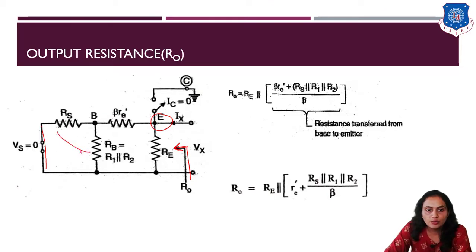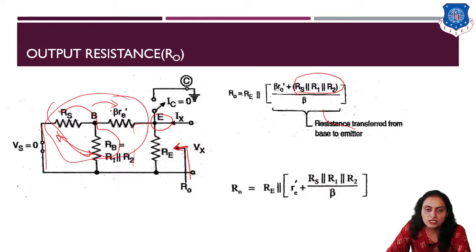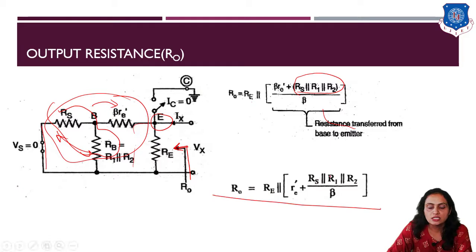RS and RB are in parallel, and that equivalent resistance is in series with this, and that resistance is again in parallel with RE. Here we have noted the beta, that is the resistance transferred from base to emitter. This overall equivalent resistance is transferred from base to emitter, that's why the beta factor is kept. So the output resistance is given by this equation.